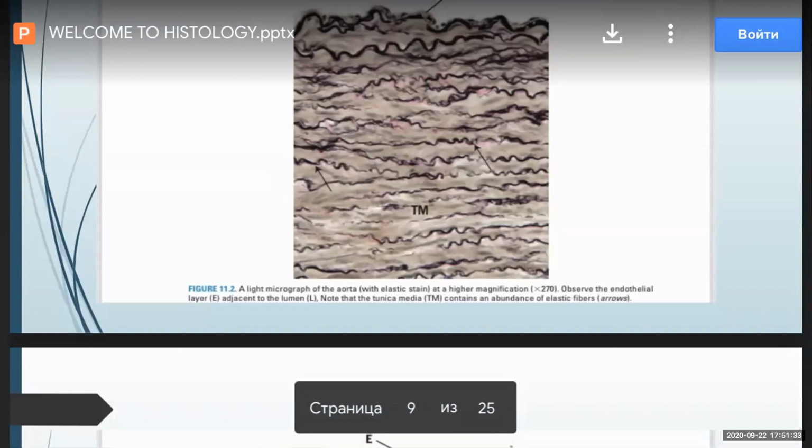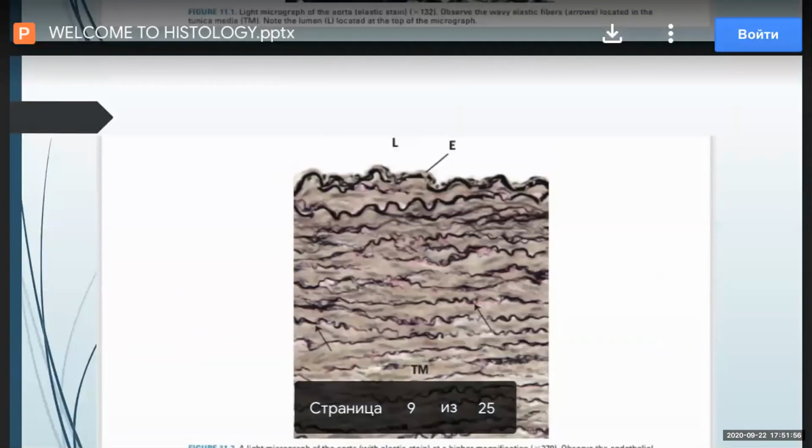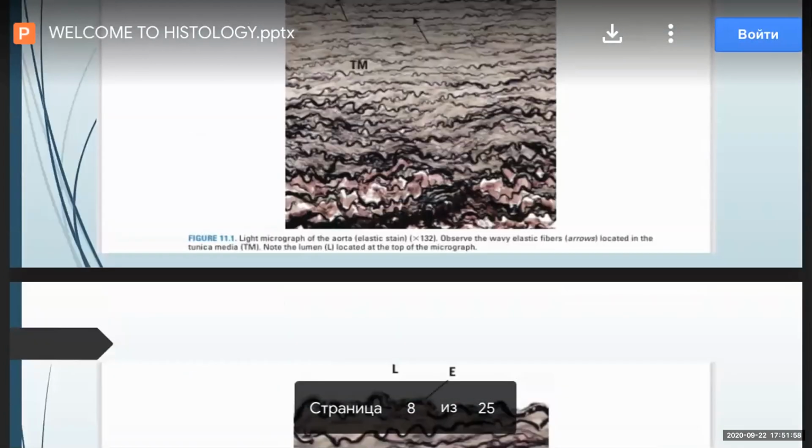They are elastic, those waves. Those waves mean that this is an elastic artery, that this contains more elastic fibers. So we see it here for elastic.